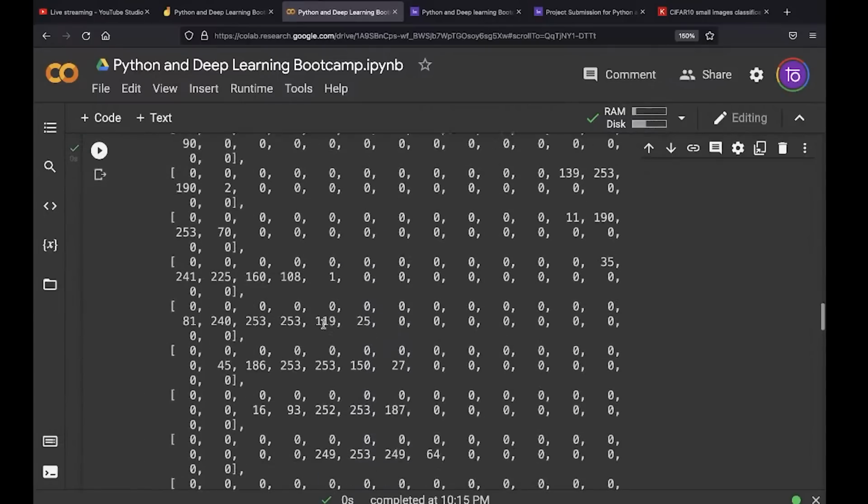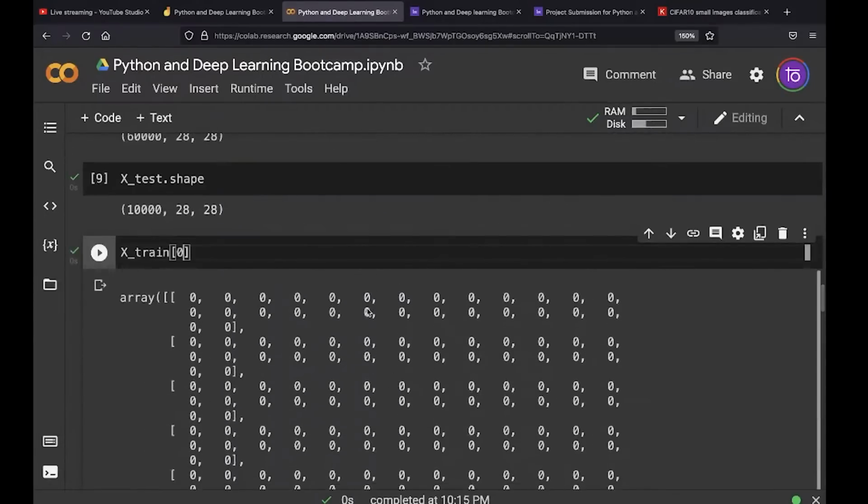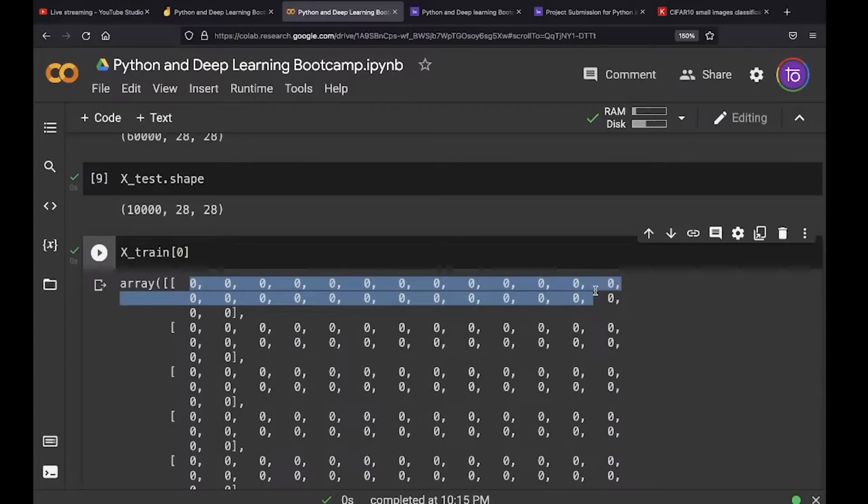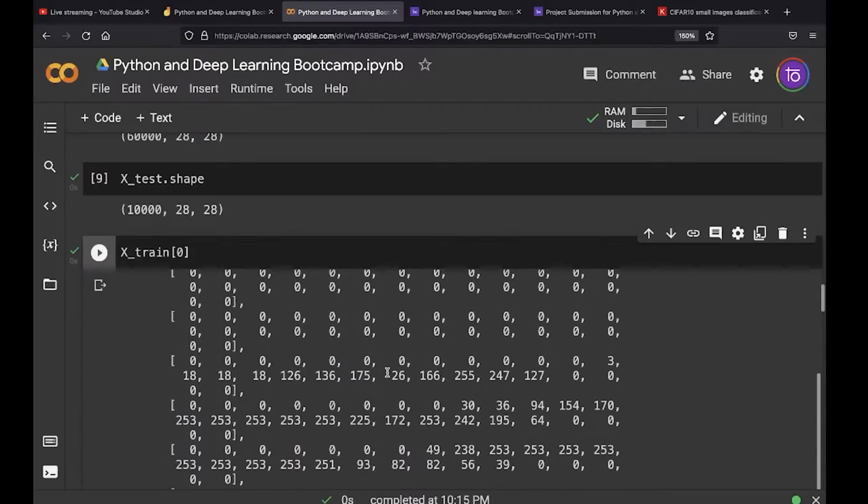Okay. So if you see, this is a single image. Wherever there is 0, that means it's a darken area. You can call this a darken area as well, right? And wherever there is some value, if you see some value over here, something has been written or shown, right?